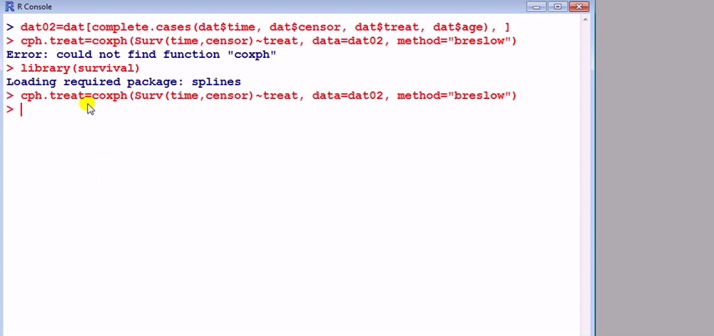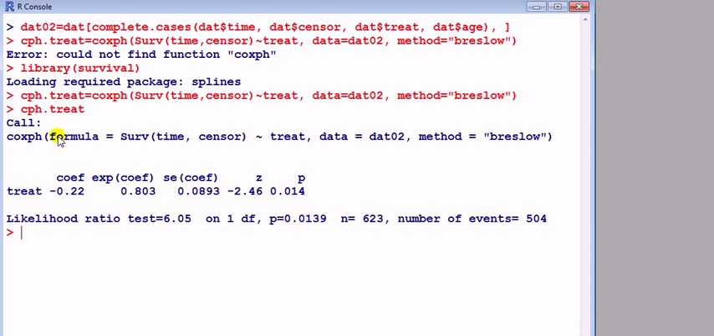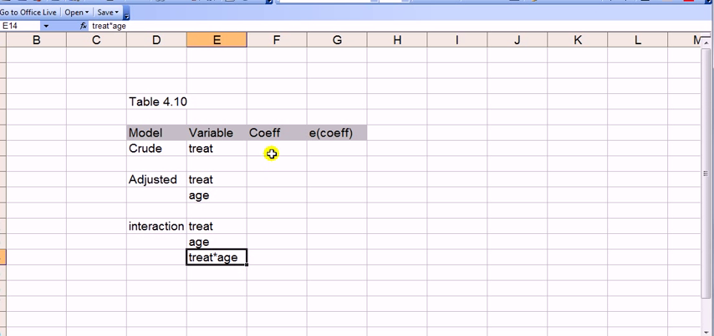Okay, and then I'm showing you how to be lazy here. I just want to look at this part, just copy paste there. And I've got the coefficient, there it is, and that's the E of the coefficient. Now, I've never tried this. Can I copy and paste this straight into Excel?